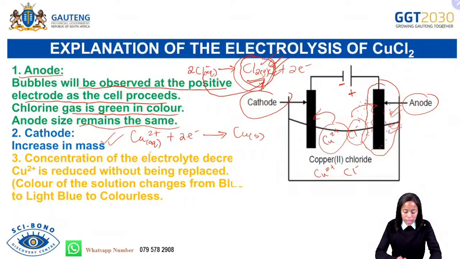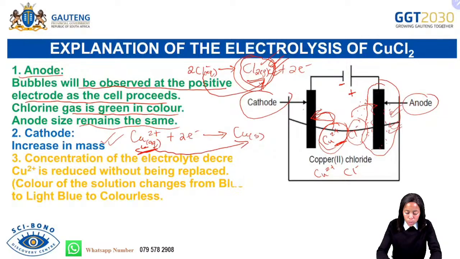Now this is what we are saying. When it comes to the copper, we are moving from Cu2+, meaning from the electrolyte. Where are we moving to? We are moving from Cu2+ to Cu solid. When we are doing that, it means that after some time the cathode will increase in mass, because we are moving from Cu2+ ions, which is from the electrolyte, to Cu solid.